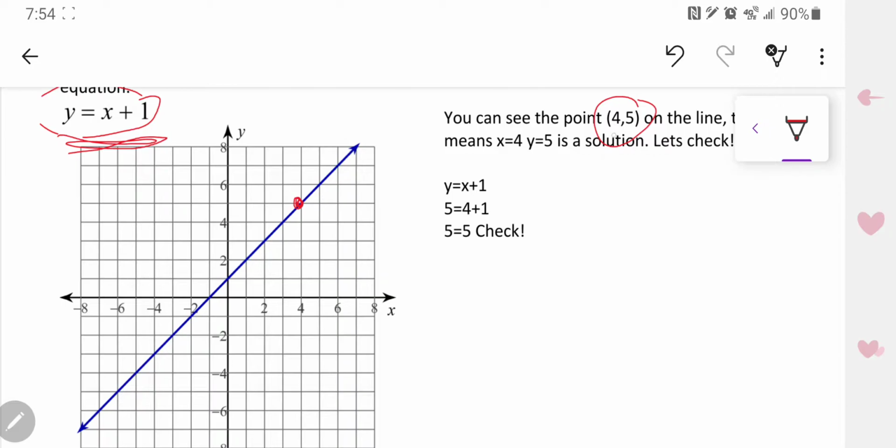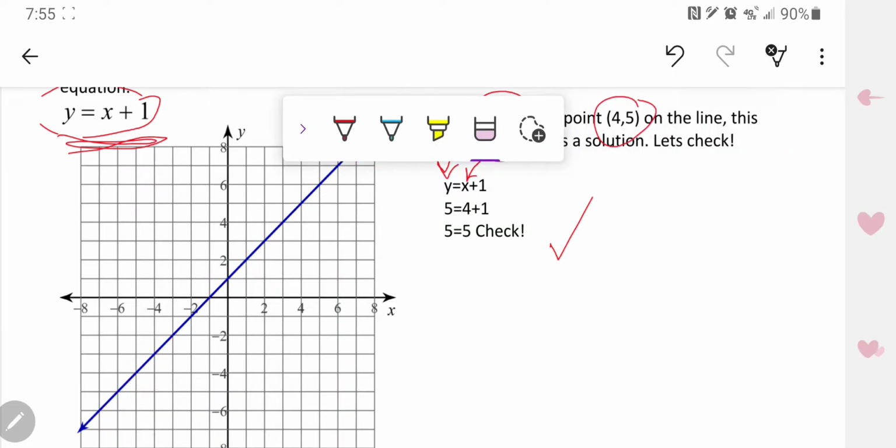So let's check that. (4, 5) means that x is 4 and y is 5. So let's put the 5 where the y is, and the 4 where the x is. So it says 5 equals 4 plus 1. 4 plus 1 is 5, so 5 equals 5. Check. So that just means every single point on that line is an answer to that equation.